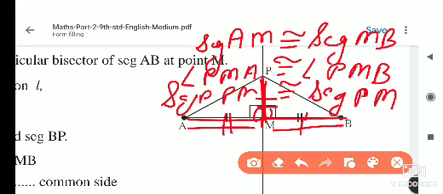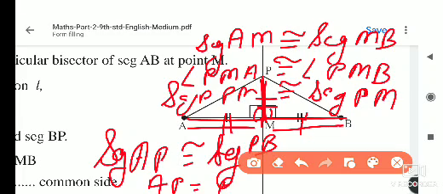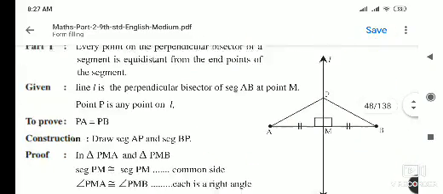By the SAS test of congruency, these two triangles are congruent to each other, and once they are congruent, their corresponding sides, seg AP, we can show is congruent to seg PB. If they are congruent to each other, their measures are also equal. So AP is equal to PB. Okay, so it is very easy. So we will see how it is shown.